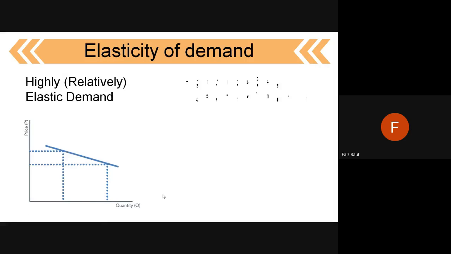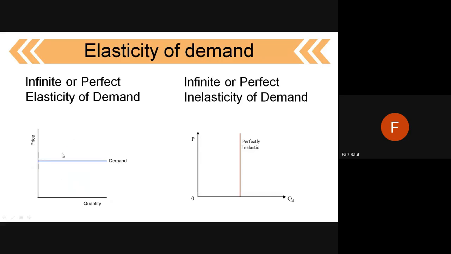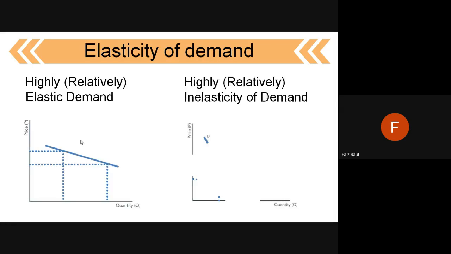Again, if I talk about these two, you can remember it this way: a small decrease in price from here to here is causing a huge increase in the quantity. A small increase in the price is causing a huge decrease in the quantity. If you make this and apply this logic, then this is having very less slope. If you make it parallel to the x-axis, then you will have zero slope. Then it will not be highly elastic demand, it will be infinite elastic demand.